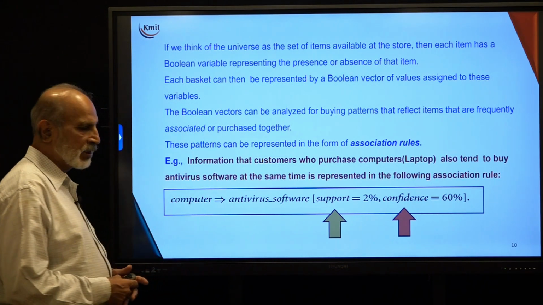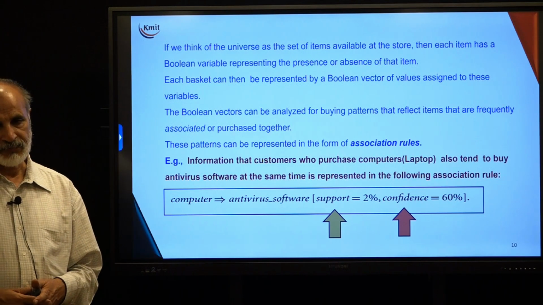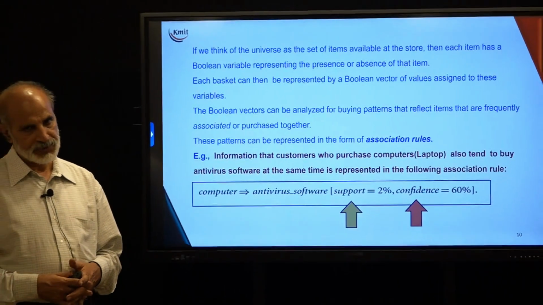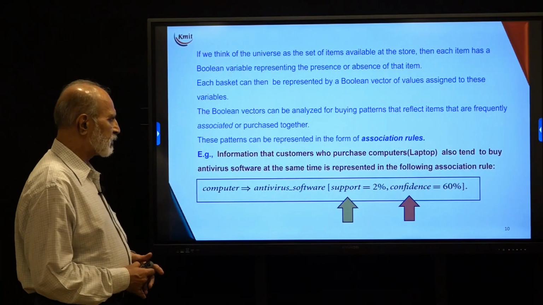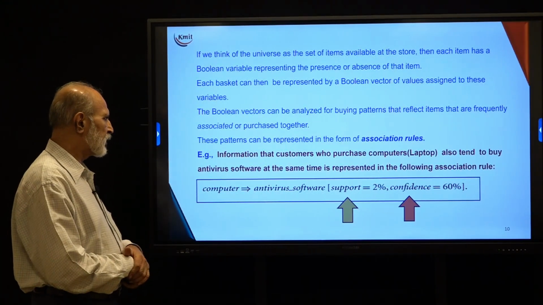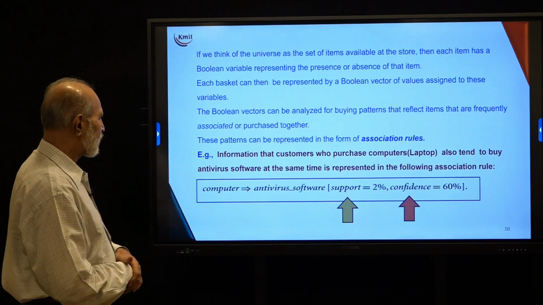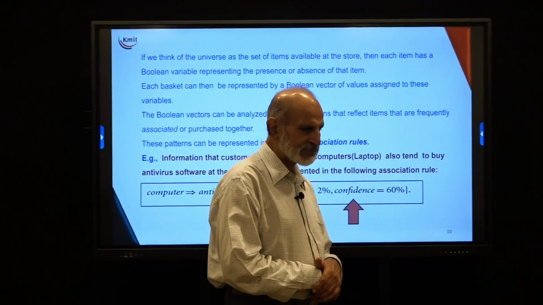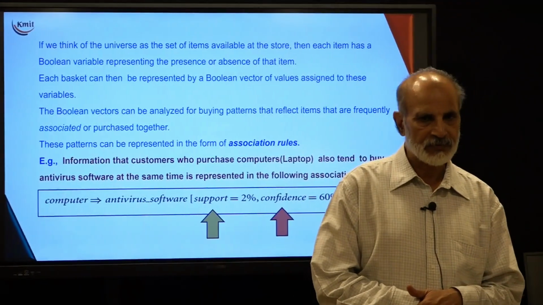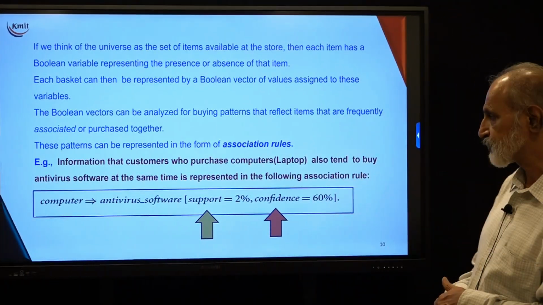For example, computer and antivirus software, computer and printer, bread and butter. These are all items which will frequently be bought together. So these patterns can be represented in the form of an association rule. That is the basic principle of data warehouse data mining called association rule.